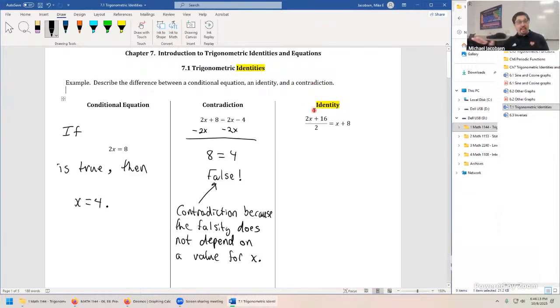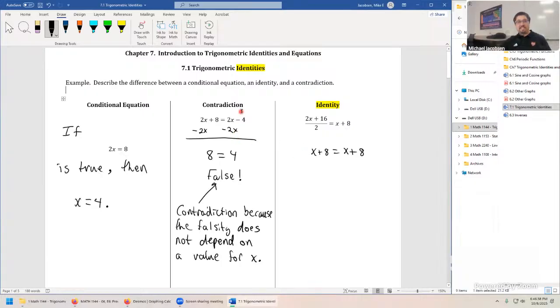Identities are the machinery that help us get there, so we should say what we mean by an identity in the first place. First, let's just do some basic algebra. We can divide 2 into the left-hand side. We're effectively using the distributive law with the 1/2. We get x plus 8 equals x plus 8. And here you could subtract off the x if you like, but let's just leave it right the way it stands right here.